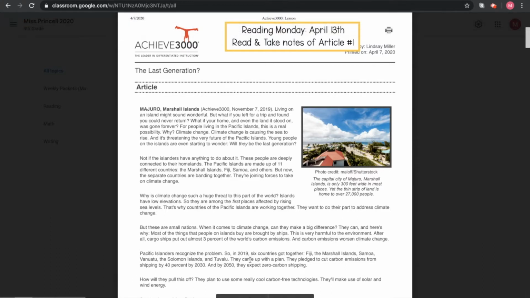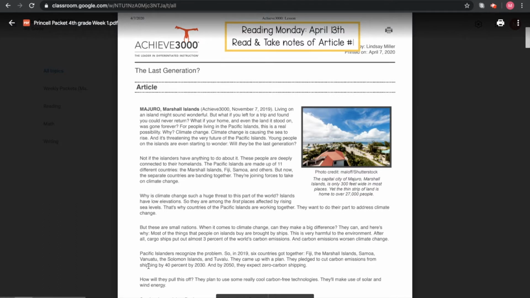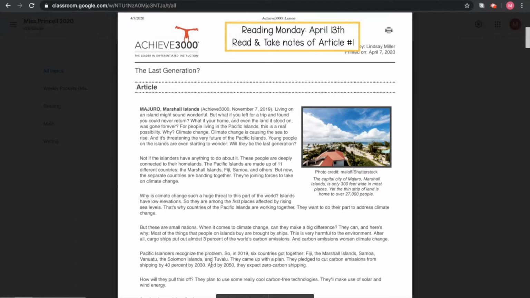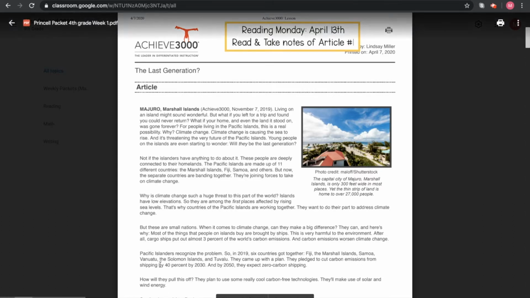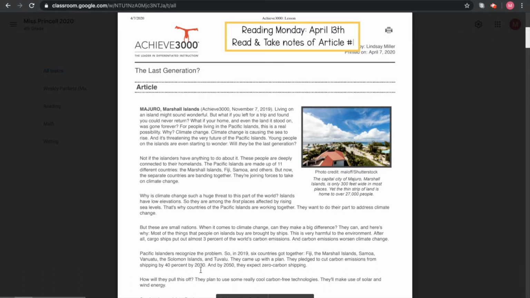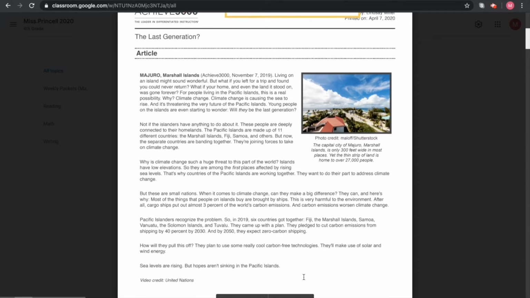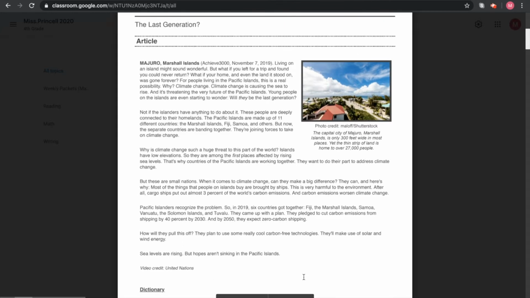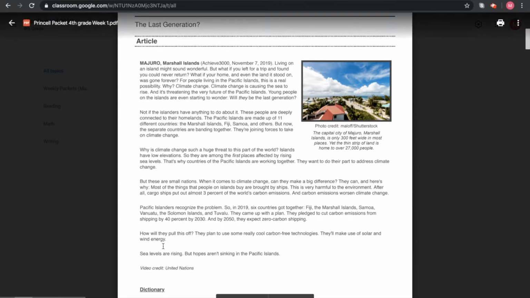So in 2019, 6 countries get together: Fiji, the Marshall Islands, Samoa, Vanuatu, the Solomon Islands, and Tuvalu. They came up with a plan. They pledged to cut carbon emissions from shipping by 40% by 2030. And by 2050, they expect 0 carbon shipping. How will they pull this off? They plan to use some really cool carbon-free technologies. They'll make use of solar and wind energy.